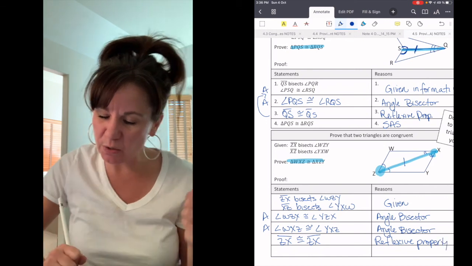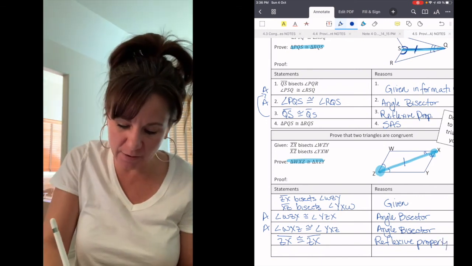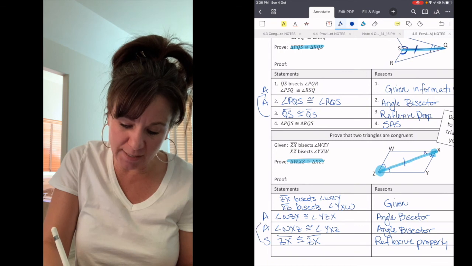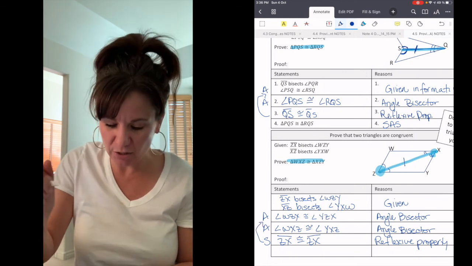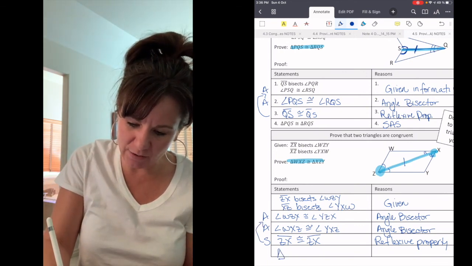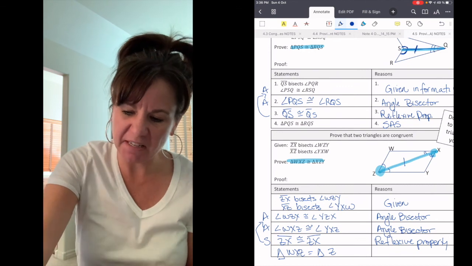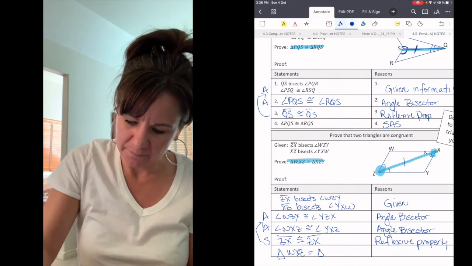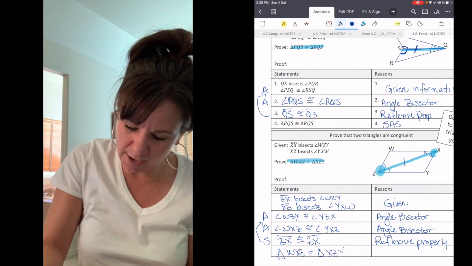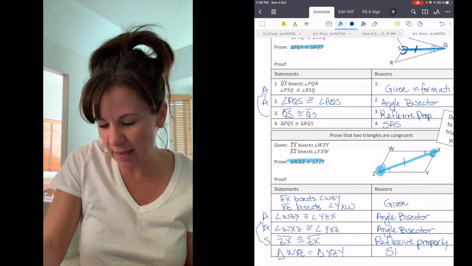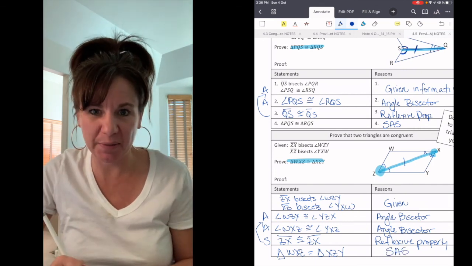So now with our two triangles, we've got an angle, an included side, and another angle. So we know that angle WXZ is congruent to angle XZY because of the side, angle, side congruence.